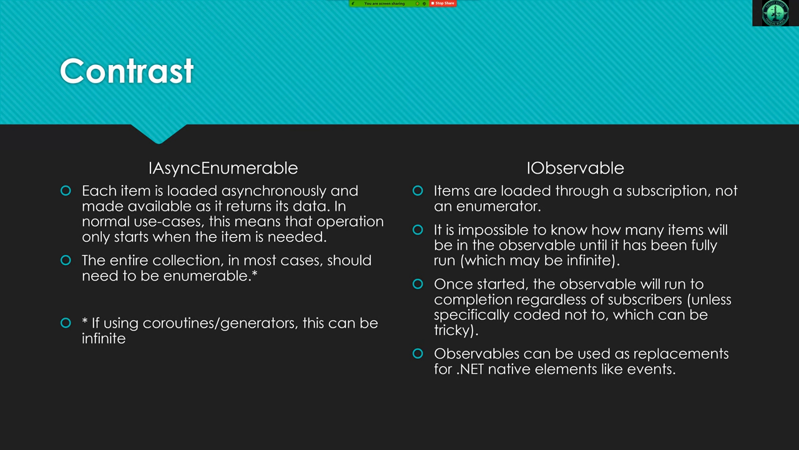So observables are more likely to be used as a replacement for .NET events. Again, if we want to abstract knowledge about what that event is or where it lives, then we can use the observable interface to wrap it. But in other ways, we can do things that just give us more control. We can filter those events. We can use different LINQ methods to aggregate data. We can do a lot more with IObservable than we can with standard events. So this gives us a lot of flexibility.